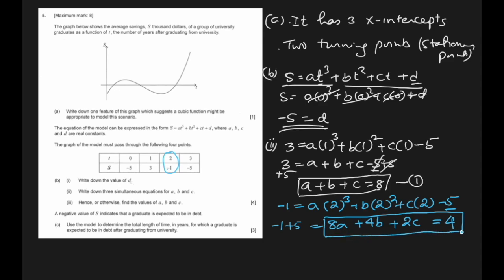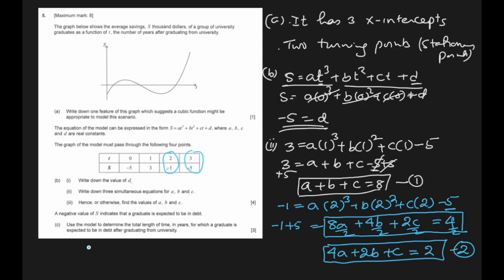If you want to simplify this, because all of them are even, you can divide every one by 2 to make it simpler. So it becomes 4a plus 2b plus c is equal to 2. Equation number 2. Let's get one more from the third column.